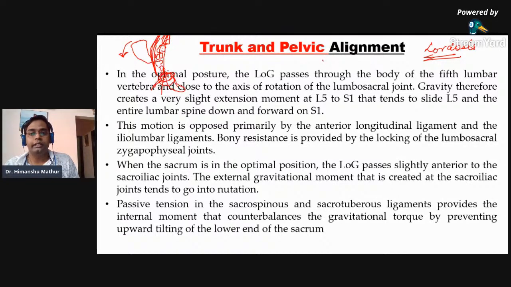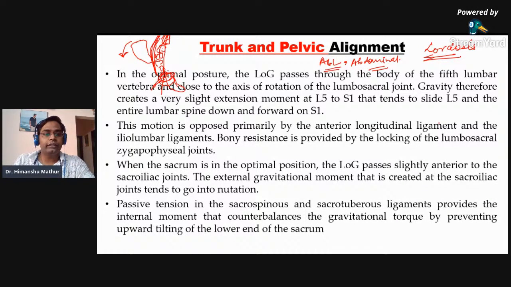Especially your anterior longitudinal ligament is the one which counteracts this extension torque at the lumbar spine, and your abdominal muscles, especially your rectus abdominis, for this lumbar spine. Also, I can say transverse abdominis, but it can be for L5S1 and your sacral nutation. Your transverse abdominis can also work. Right, now let us see what they have to say.